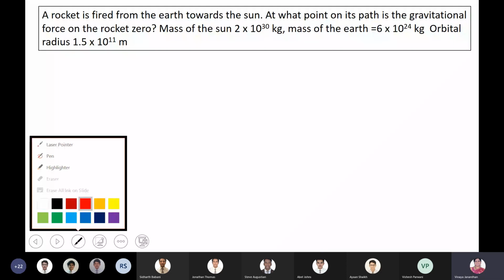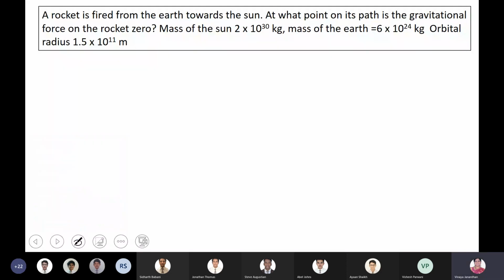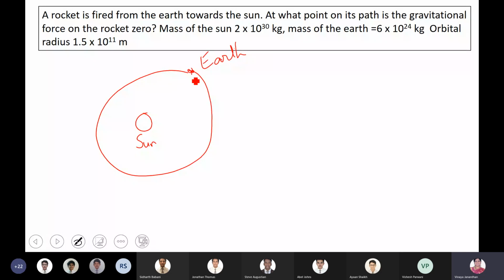One second. Suppose this is the Sun. So the Earth is moving around the Sun. At least this much I'll go for. So you have a rocket. A rocket is fired from the Earth towards the Sun. Okay, so somewhere here you have your rocket.